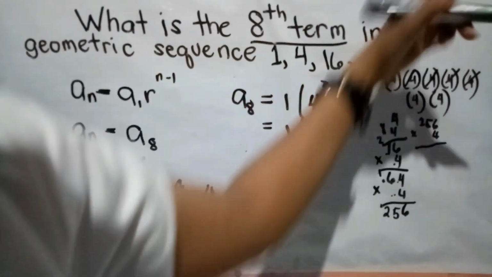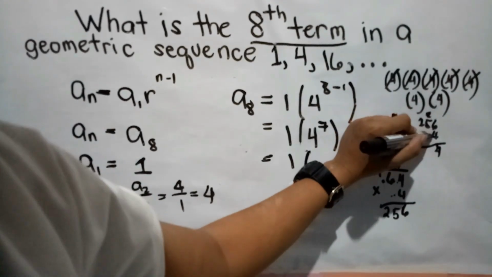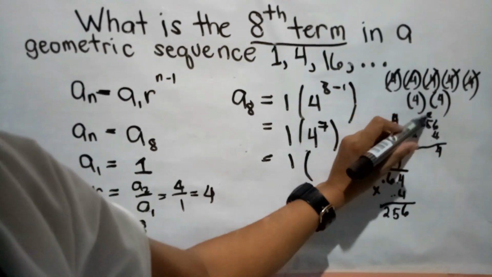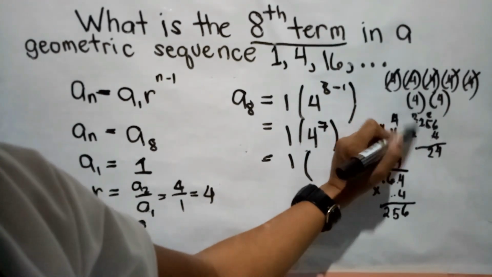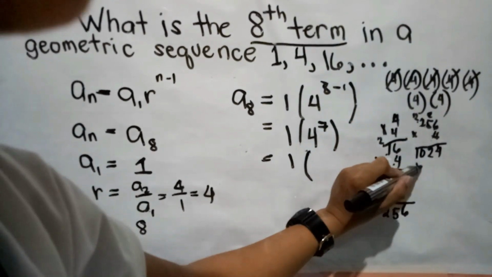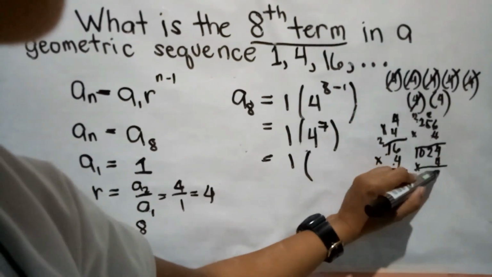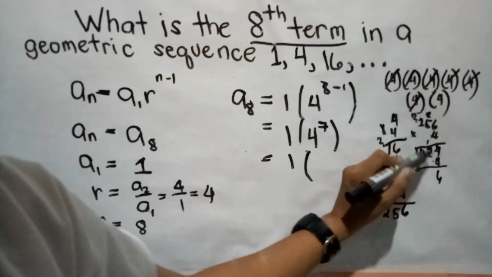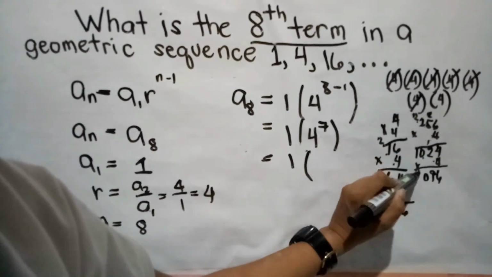So let's cancel. 6 times 4, 24. Then 4 times 5, 20 plus 2 is 22. Then 4 times 2, 8 plus 2, that is 10. So times 4 again. 4 times 4, 16. 4 times 2, 8 plus 1, 9. Then 4 times 0 is 0. Then 4 times 1 is equal to 4.